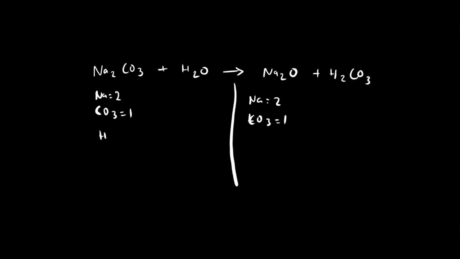On the left we have 2 hydrogen. On the right we have 2 hydrogen. On the left we have 1 oxygen, and on the right we have 1 oxygen. So this equation is already balanced. There's nothing for us to do. Moving on to the next problem.